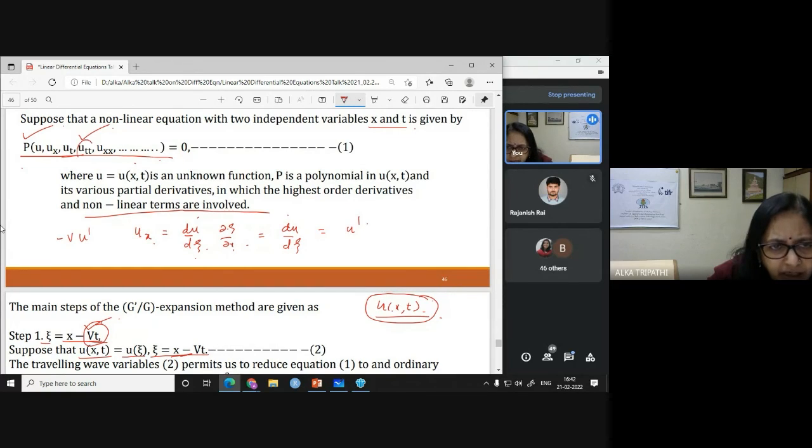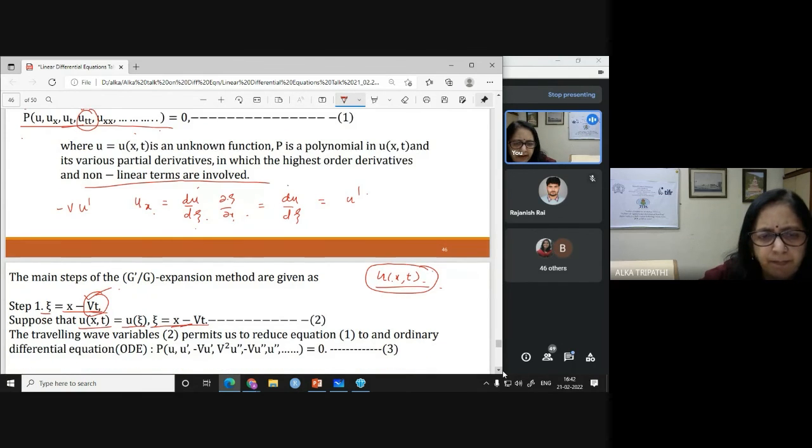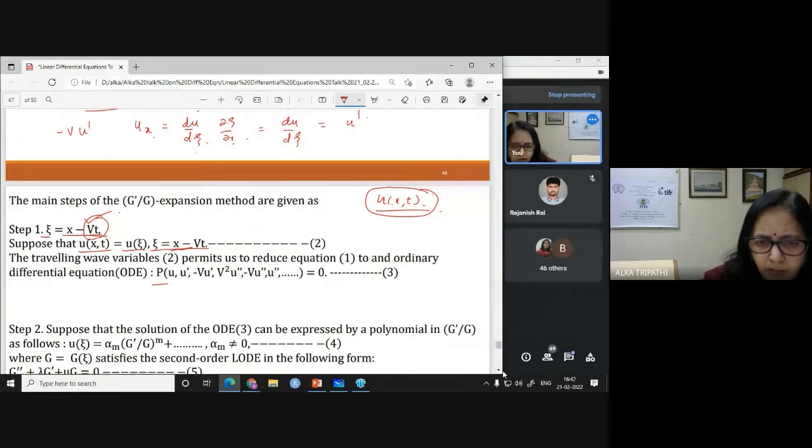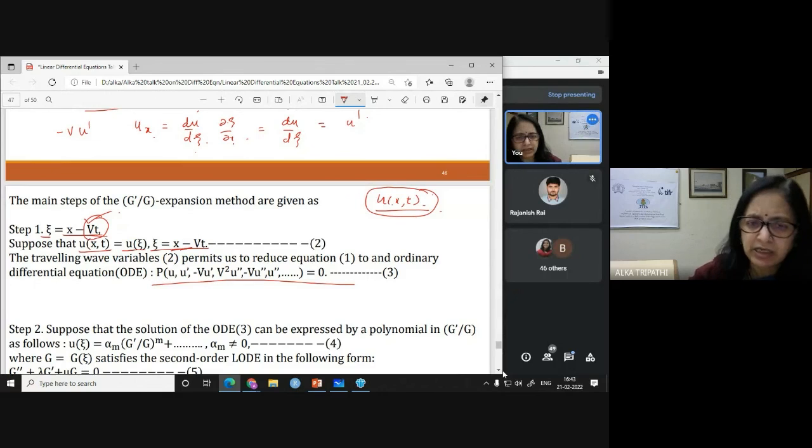Similarly, if you differentiate two times, we will have a polynomial of this form by just substituting xi equal to x minus vt. Now my equation is, as you can see, an ordinary differential equation in place of a partial differential equation.